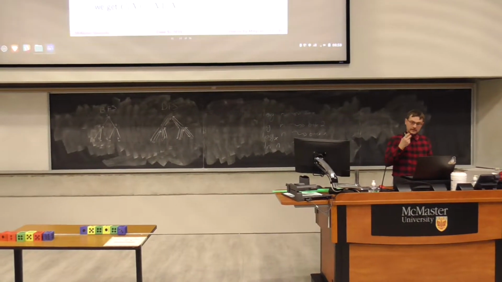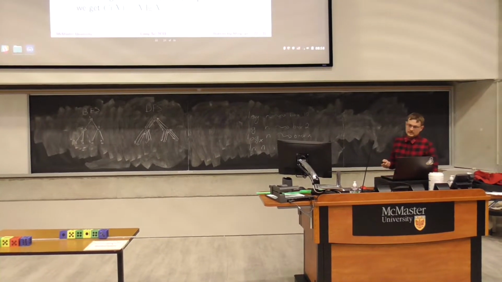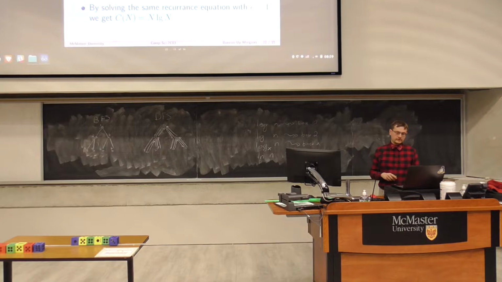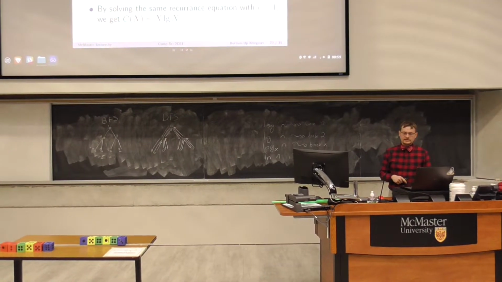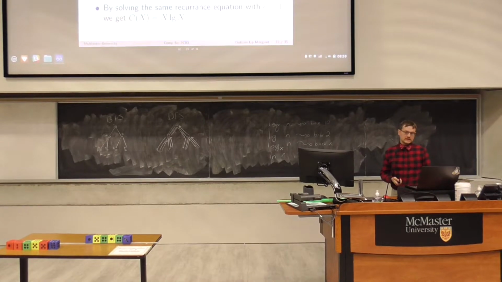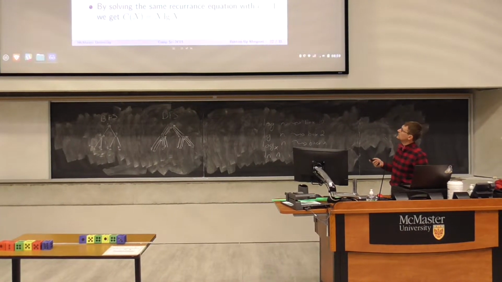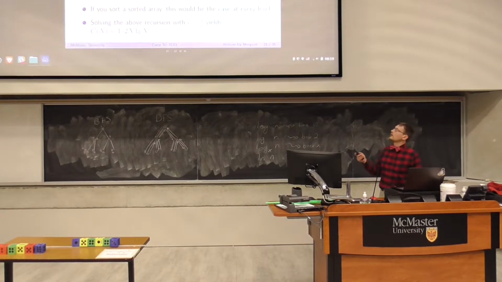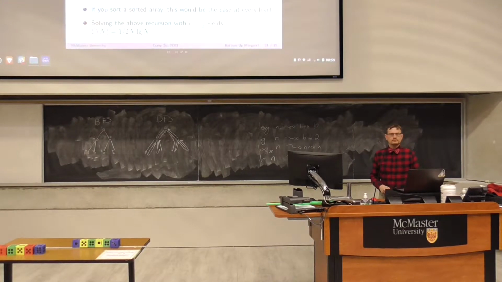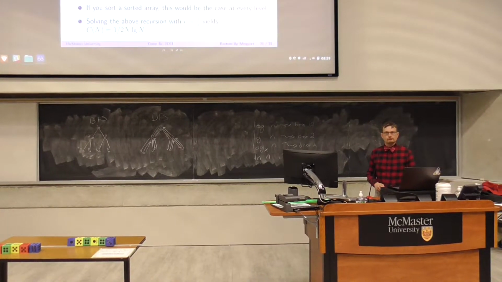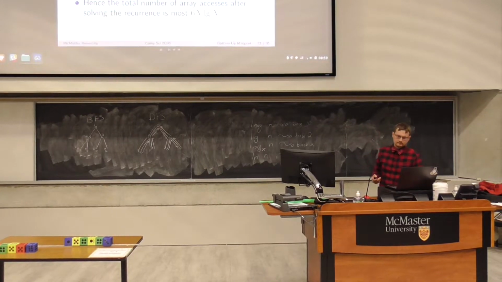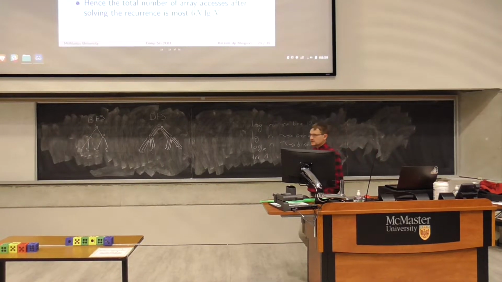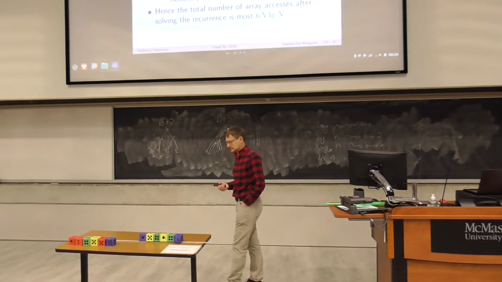So, if the input array is of size n, then at most n comparisons need to be made. If the above happens at each level of recursion, the total number of comparisons at each level is at most n. By solving the same recurrence equation with c equaling 1, we get c at n is equal to n log n. So, our proposition has been shown. Any questions? Okie dokie. So we talked about comparisons. Now let's talk about array accesses.